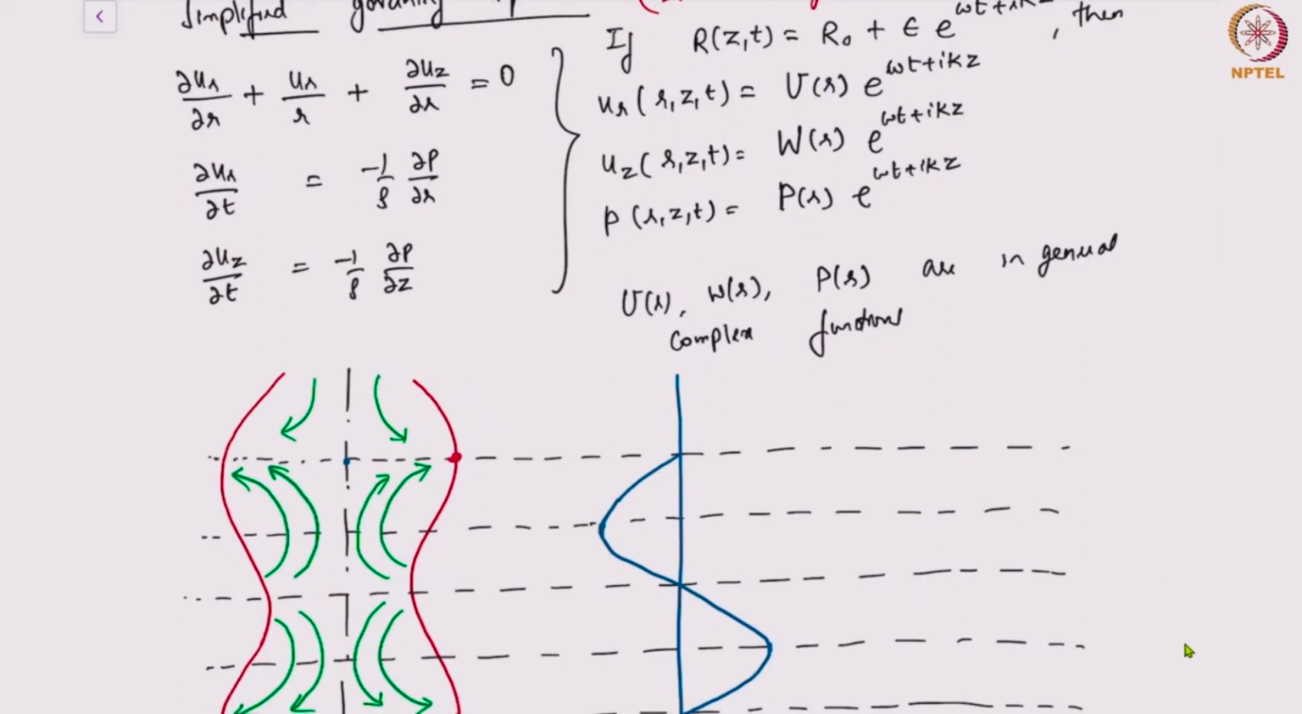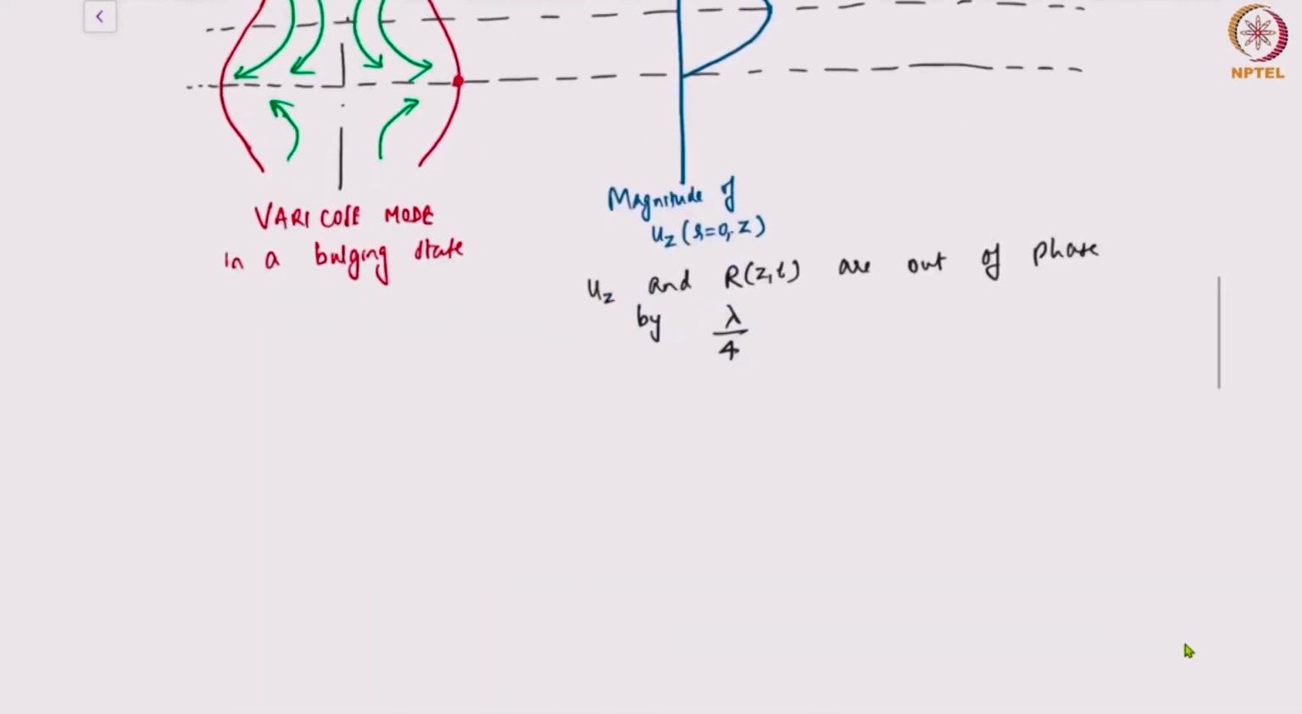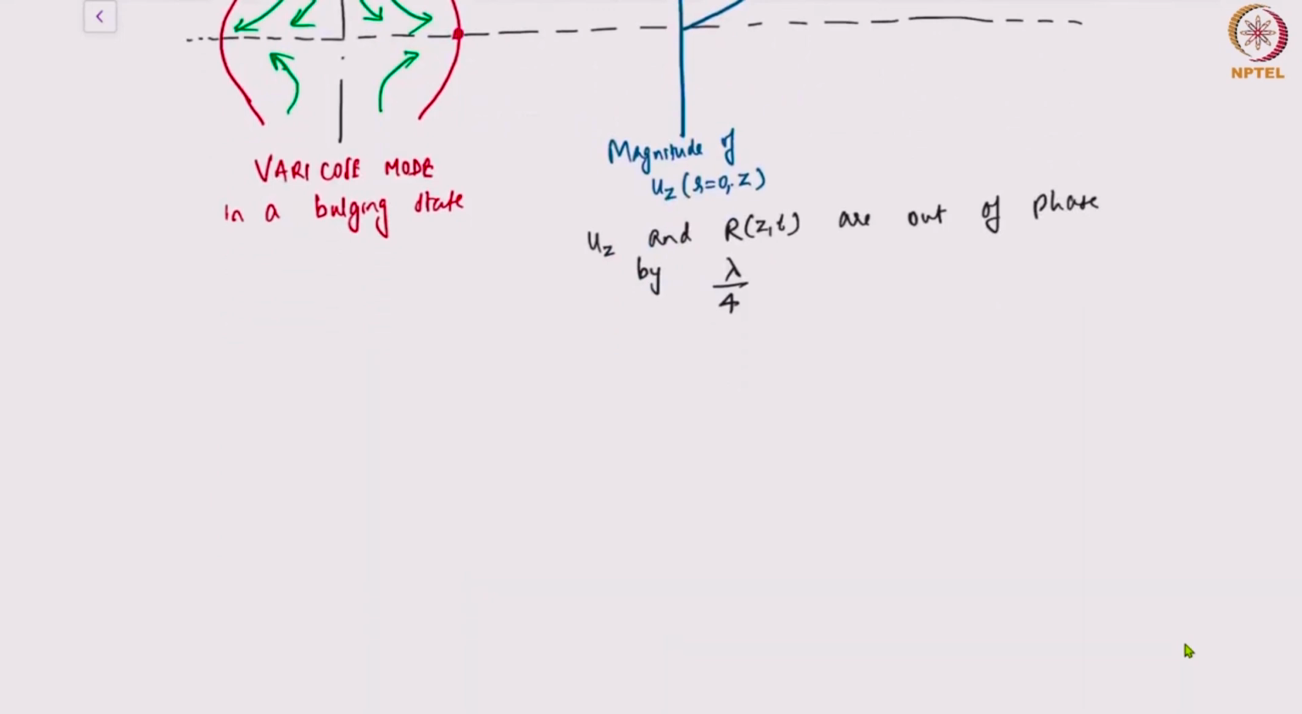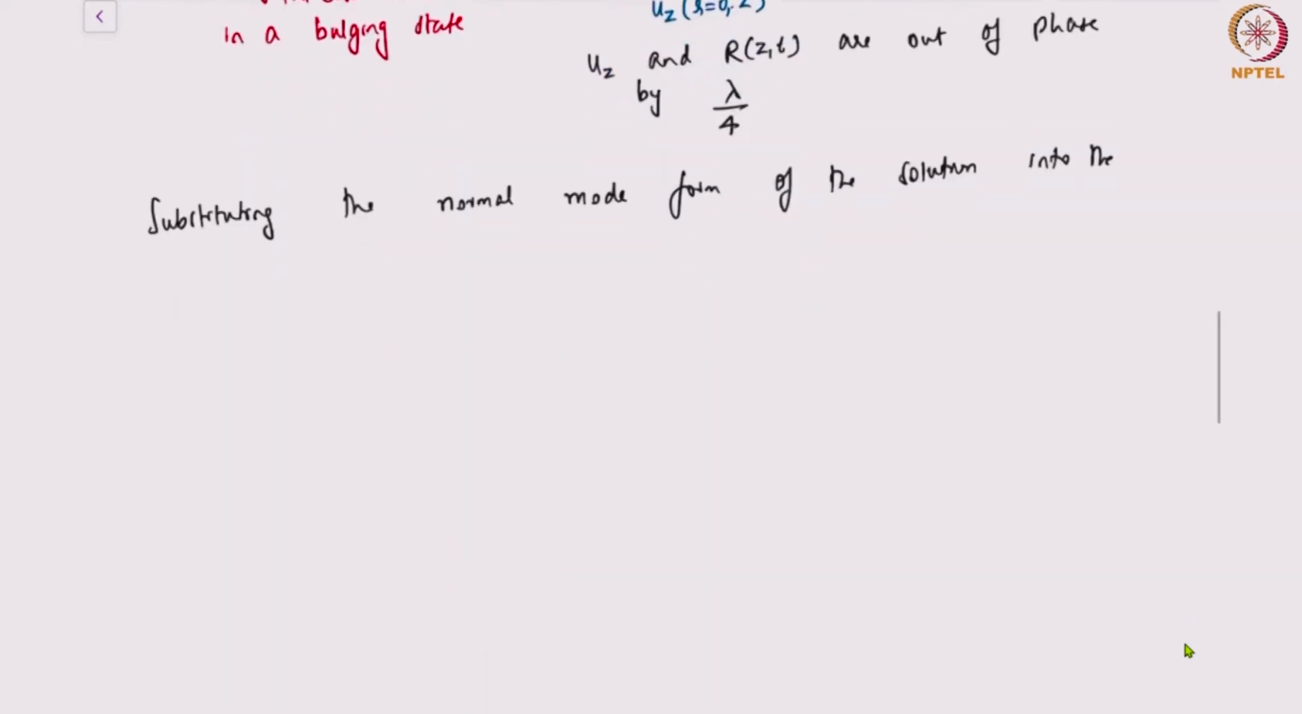So this phase information we don't have to explicitly define. It will be taken care of by the functions U of R, W of R, and capital P of R. Let's now substitute these functions into the stability equations, substituting the normal mode form of the solution into the linearized equations.